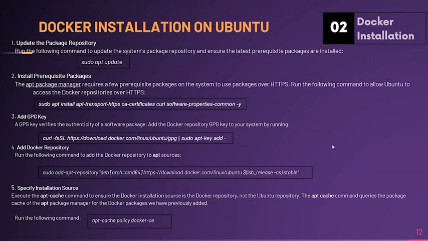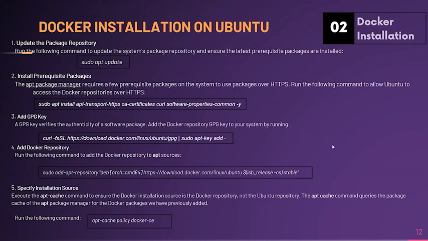So today I'm going to present about Docker installation on Ubuntu. Okay, here is the step. The first one is we need to update the package repository. Basically we just need to run the command sudo apt update to ensure that the latest prerequisite packages will be installed in our Ubuntu. And the next one is install prerequisite package.